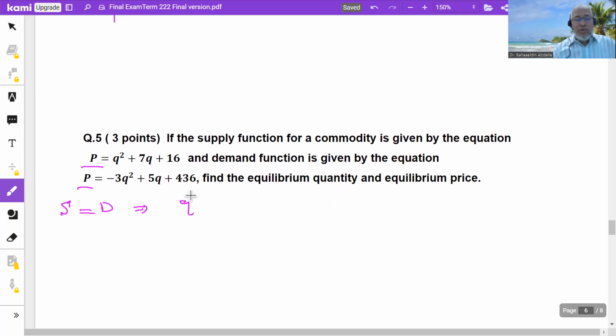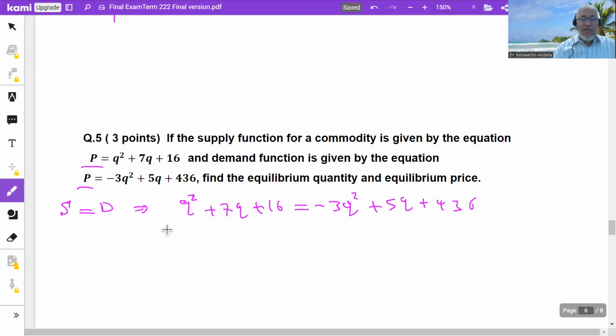So Q squared plus 7Q plus 16 equals negative 3Q squared plus 5Q plus 436. This is a quadratic equation. You take everything to the left-hand side. Q squared plus 3Q squared, this would be 4Q squared. 7Q minus 5Q, this would be 2Q. 16 minus 436 would be negative 420.